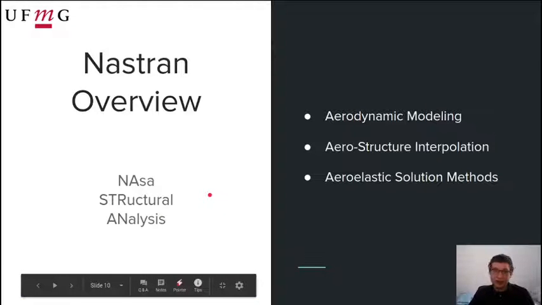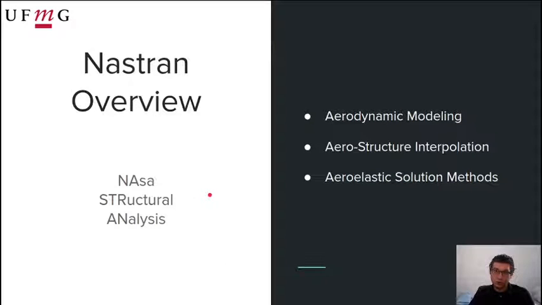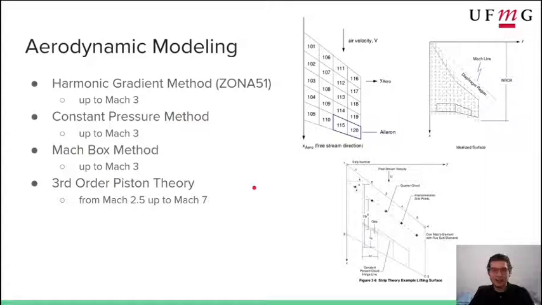And we utilize NASTRAN as our main tool of aeroelastic analysis, as it has great academic and industrial utilization in the aerospace sector. We will review the capabilities of aerodynamic modeling, aerostructure interpolation, and solution methods for flutter. NASTRAN has 4 supersonic theories. The first 3 are based on potential flow and have a validity up to Mach 3. The piston theory, however, has a validity from Mach 2.5 up to Mach 7.